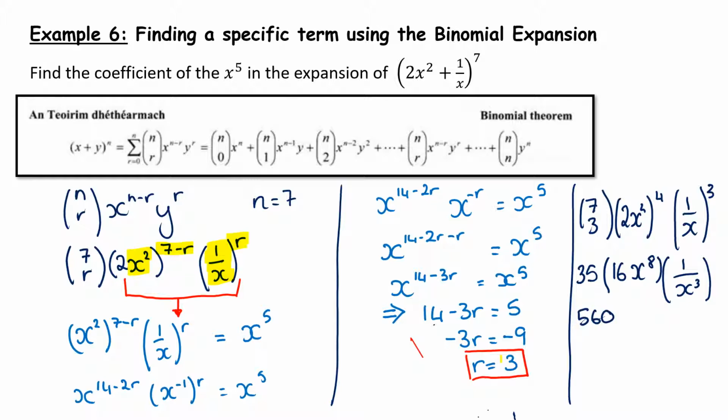And working with x to the power of 8 divided by x to the power of 3, that gives me x to the power of 5. So my coefficient is 560. I'll remember I was looking for the coefficient of my x to the power of 5 term, which is what I've got, and that coefficient is 560.